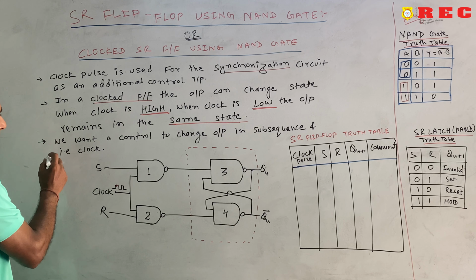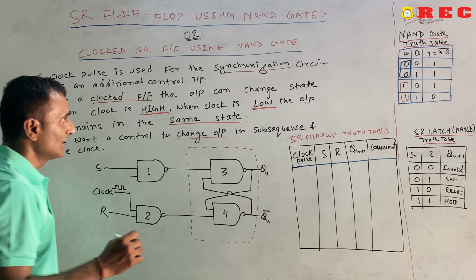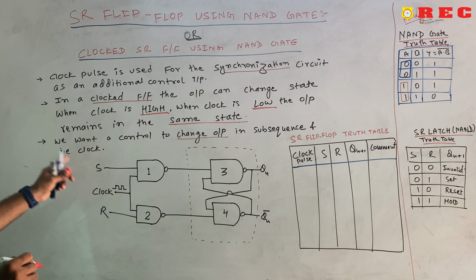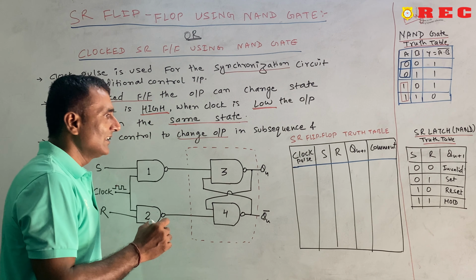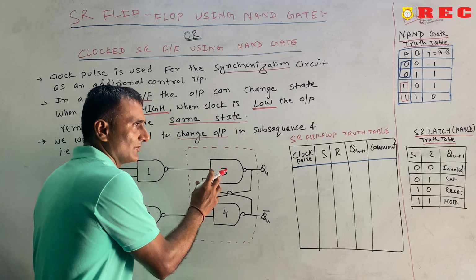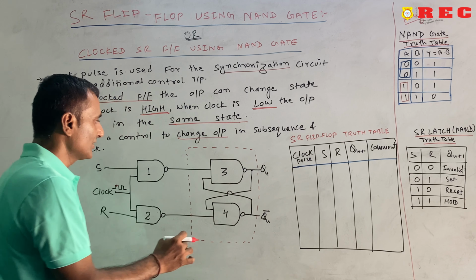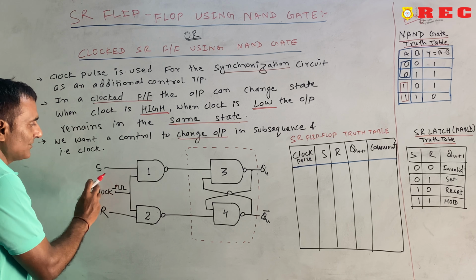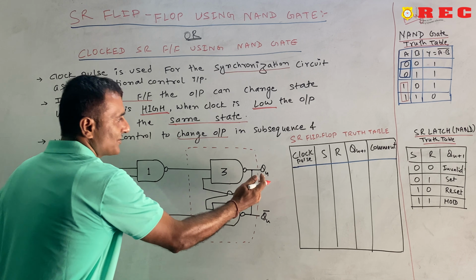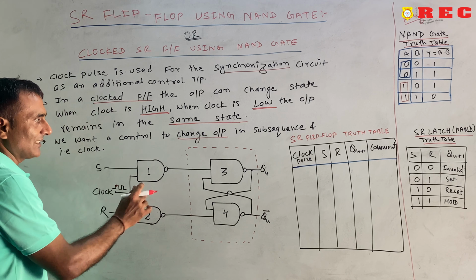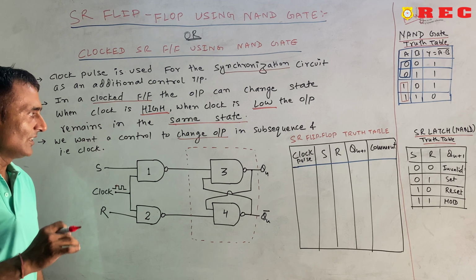And the next point, we want a control to change the output in sequence, that is known as clock. Because you already know in latch there was no control, it was just moving according to the inputs, 1 and 0, 1 and 0, 0 and 1. Here we will give the clock pulse. When the clock pulse is high, only at that time the state will be changed. If the clock pulse is low, at that time the output will not be changed. Whatever is inside will remain constant.